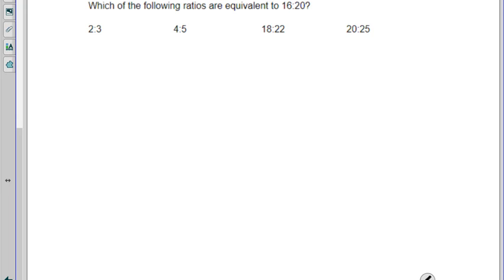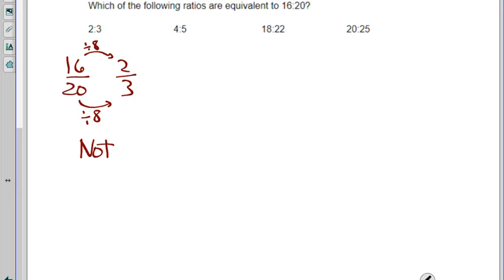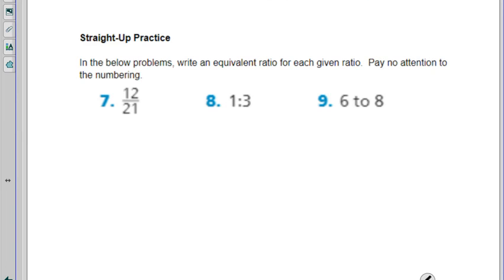Again, we have some ratios here, and we want to know if they're equivalent to 16 to 20. Is 2 to 3 equivalent to that? Well, this is divided by 8, but you can't divide 8 into 20 evenly. It's certainly not equal to 3, so this is not equivalent. Again, try the other ones. Let me know if they are equivalent.